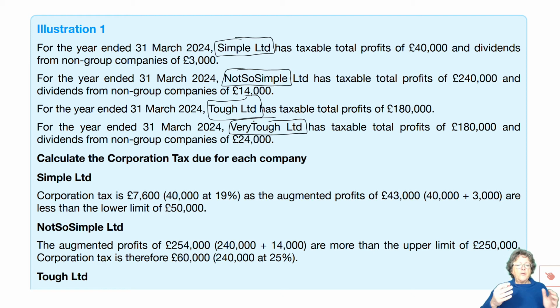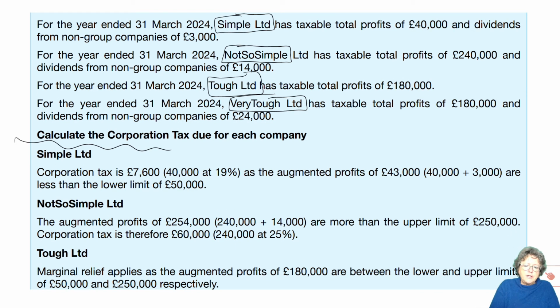But the questions and the answers are standard, so you will be able to use that information in this illustration to help you to answer any question that you might come across. So let's have a look at that. So Simple has taxable profits of 40,000 and dividends from non-group companies of 3. Let's have a look at the answer for Simple.